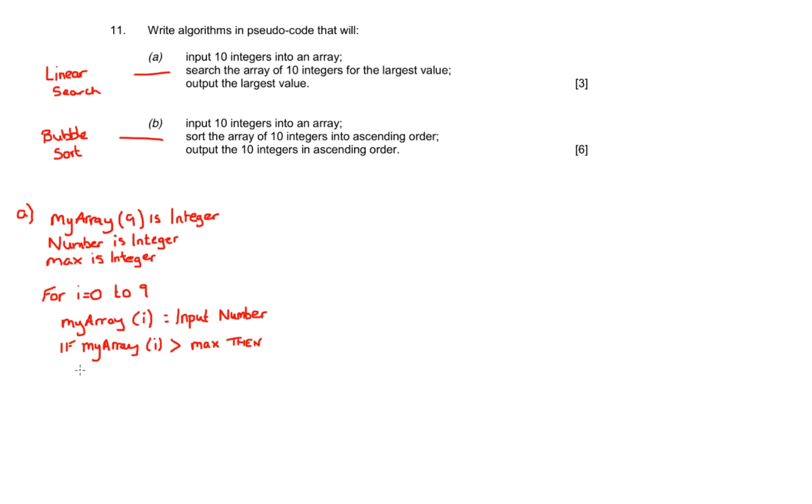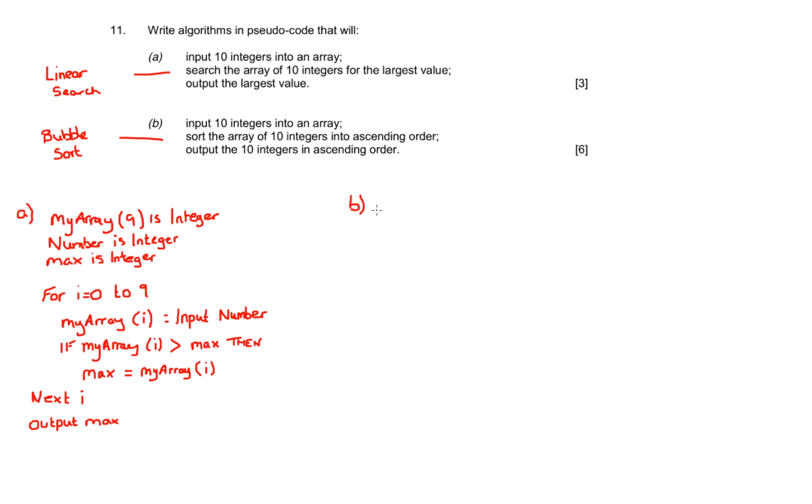If the element in my array is greater than my current maximum value, then I set max to equal whatever that value is from my array. And then I move on to inputting the next number. So that will keep the maximum value in that variable. And then all I need to do once I've finished inputting all the numbers is output the maximum value.